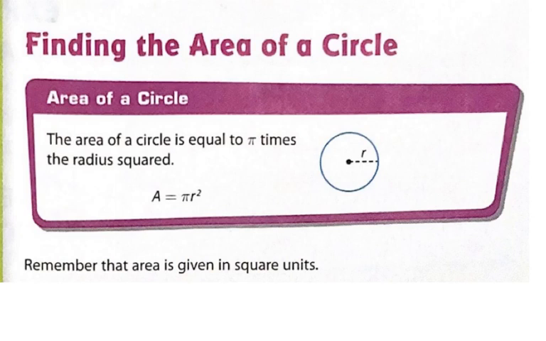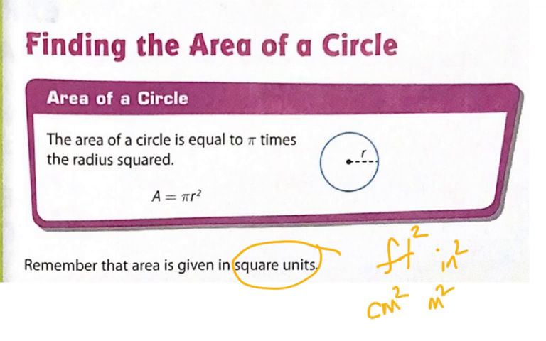Okay, so again, finding the area of a circle is going to be equal to pi times the radius squared. Also remember that area is in square units. That means if it's feet, you're going to have to square it. If it's inches, you're going to have to square it. If it's centimeters, square it. Meters, square it. Always use square units for area. Okay, guys?